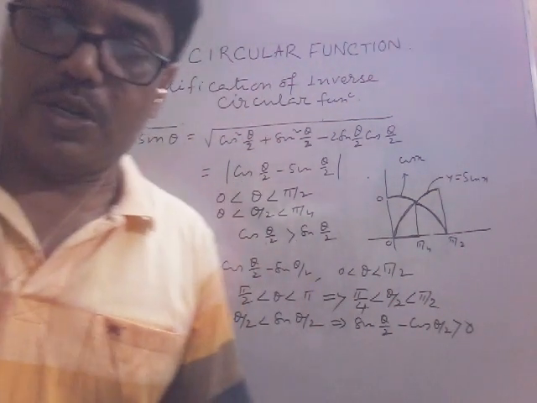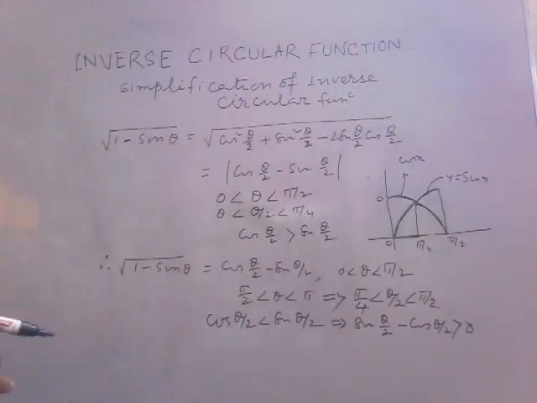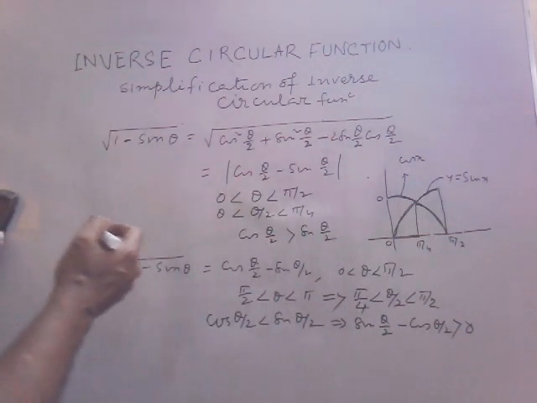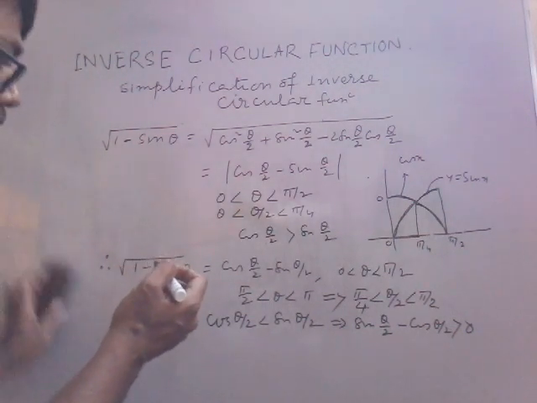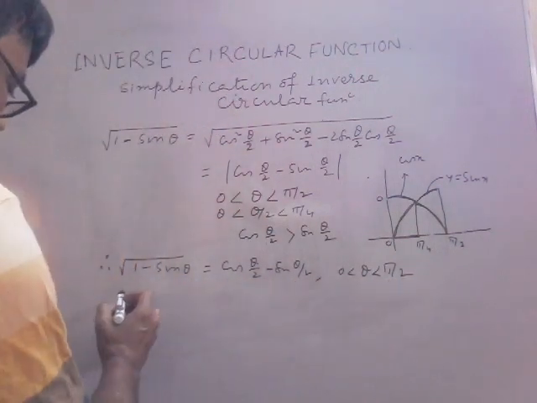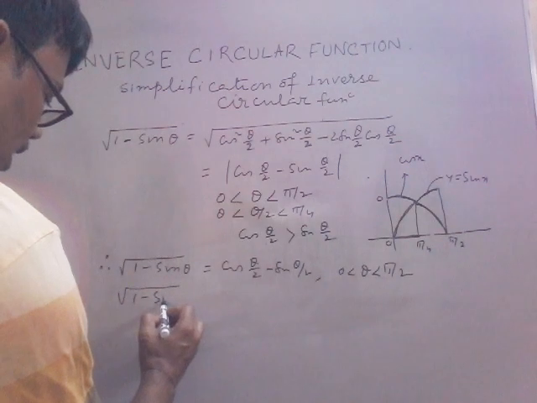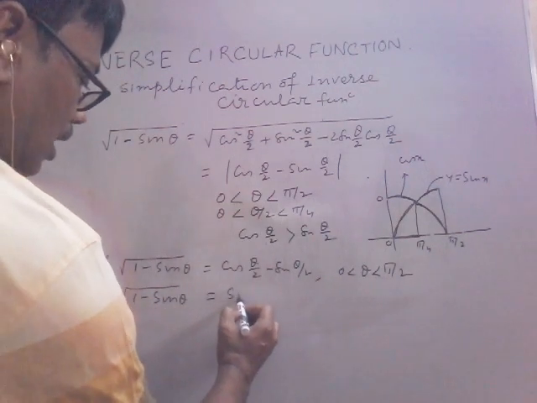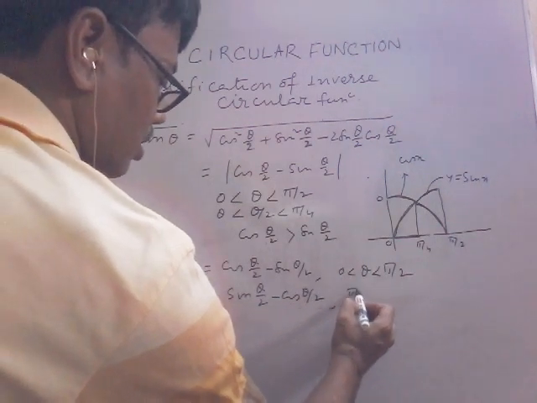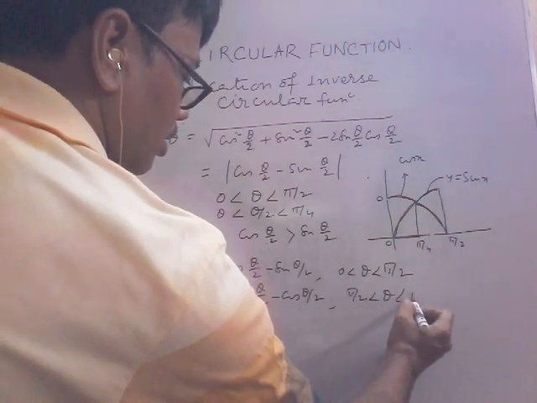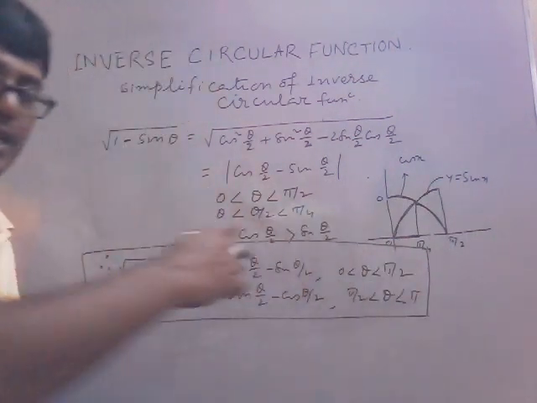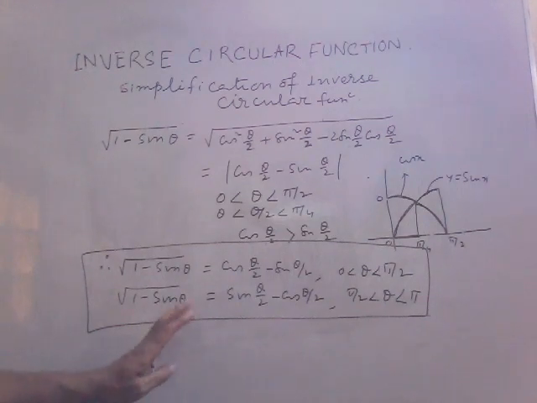So look, if the restriction is in the second quadrant, then what is the value of root over 1 minus sin theta? So finally, what is our result? Root over 1 minus sin theta. Same result, but sin theta by 2 will come first. Pi by 2 less than theta less than pi by 4. So we use this result.